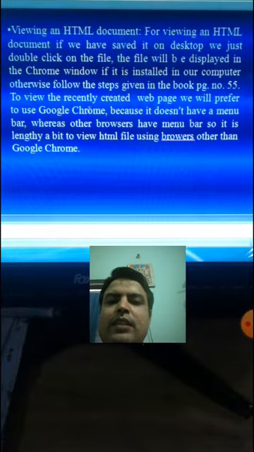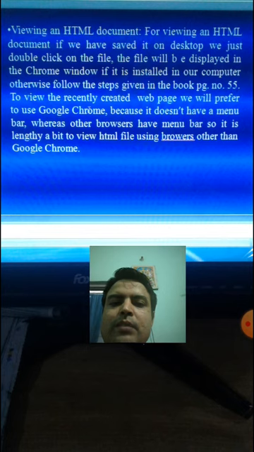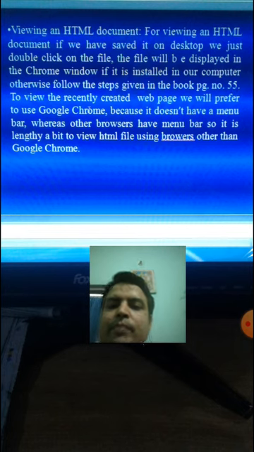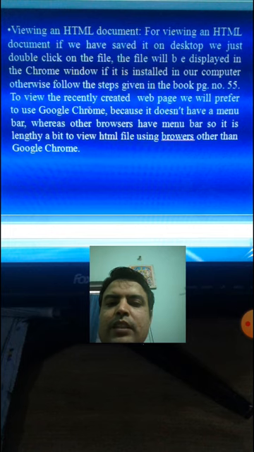For viewing an HTML document, if we have saved it on desktop, we just double click on the file. The file will be displayed in the Chrome window if it is installed in our computer. Otherwise, follow the steps given in the book, page number 55. To view the recently created web page, we will prefer to use Google Chrome because it doesn't have a menu bar, whereas other browsers have menu bar. So it is lengthy a bit to view HTML file using browsers other than Google Chrome.